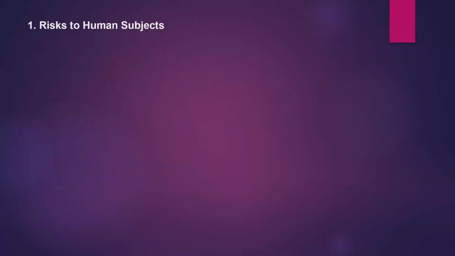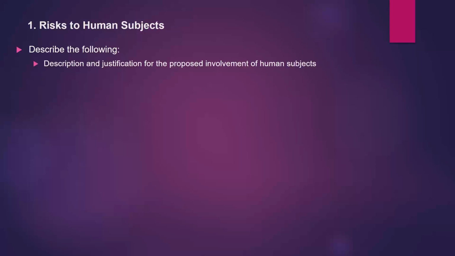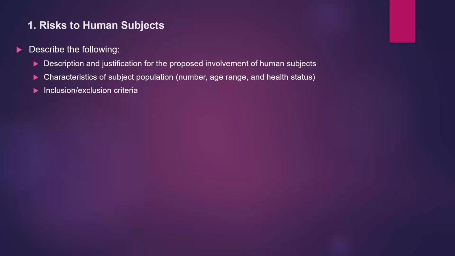We're going to tackle these sections individually. Risks to human subjects. So you want to describe the following in this section, and reviewers will be checking off all of these to make sure that you covered them. So describe and justify proposed involvement in human subjects, the characteristics of the subject population, so the number of subjects, age range, and health status, inclusion and exclusion criteria. So you're going to detail all this information.